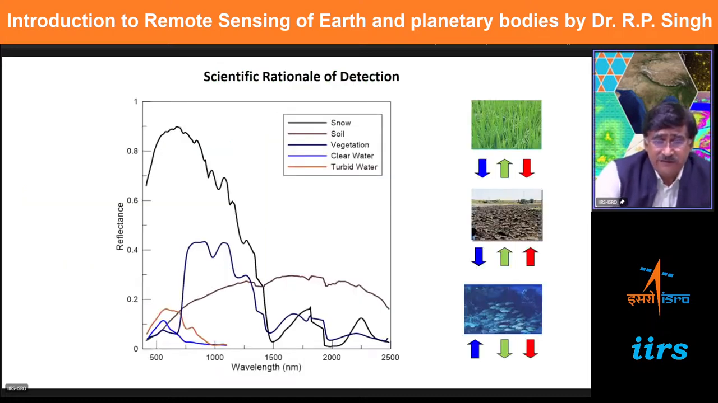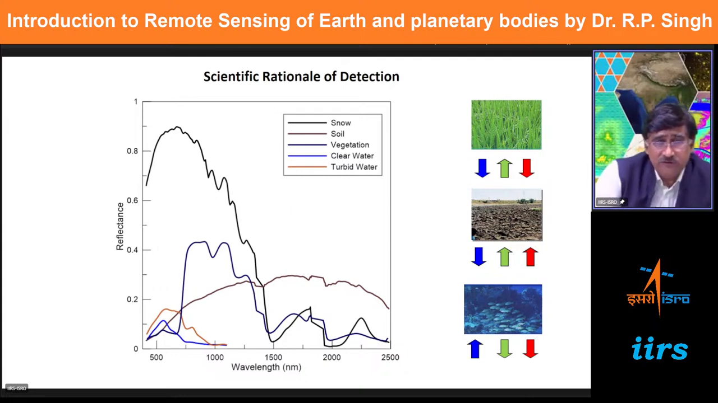The scientific rationale of remote sensing is that every object has a characteristic reflectance signature. We call it spectral signature. What does it mean? It means that if I plot the reflected light, in terms of reflectance of the object, with respect to wavelength, say from visible to infrared to microwave region, the distribution of the reflectance varies with wavelength, and it has a characteristic variation for different targets.